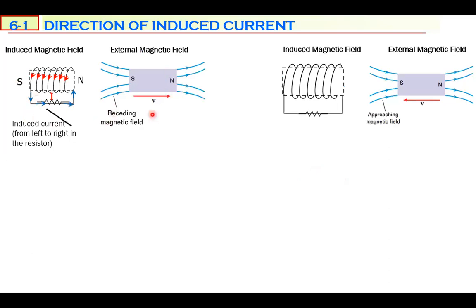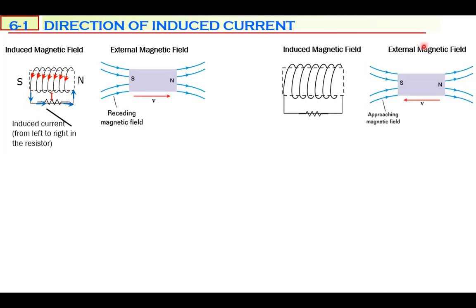For example, here the S pole is receding. The S pole is receding, so this must be the N pole. If the N pole is this, hold your thumb to the right and curl your right hand, making your thumb point to the right, which is N. And the curled forefinger, you are going to observe that it's coming like this, so from behind to front on the turns of the coil. Follow the wire from behind to front. It must be from left to right on the resistor.